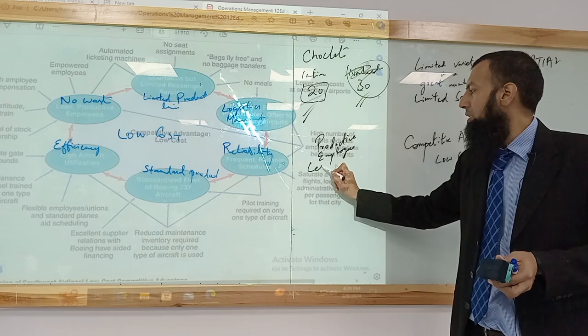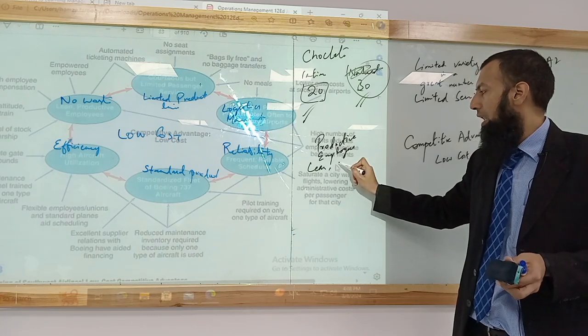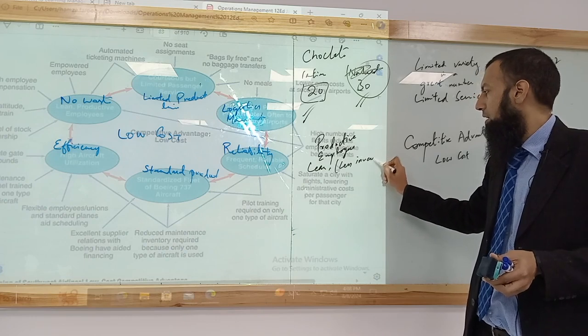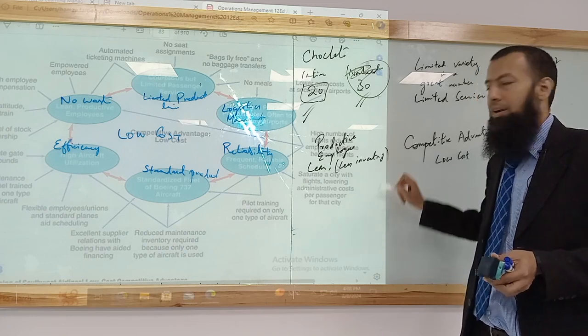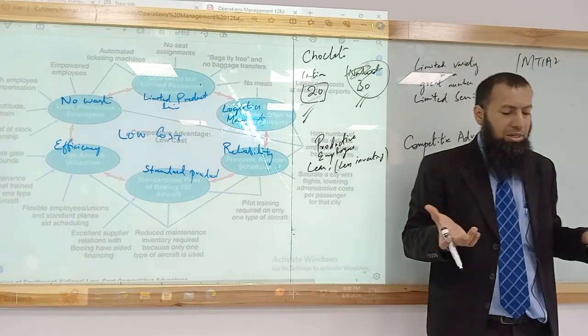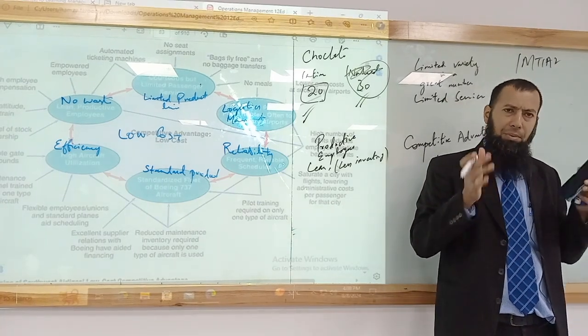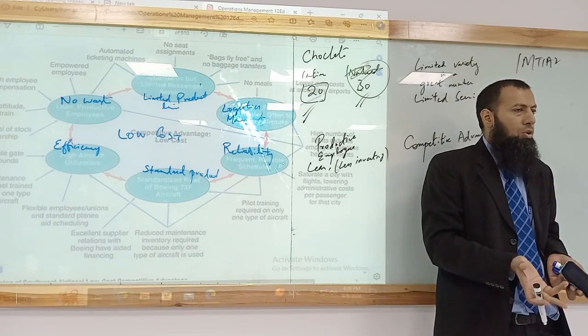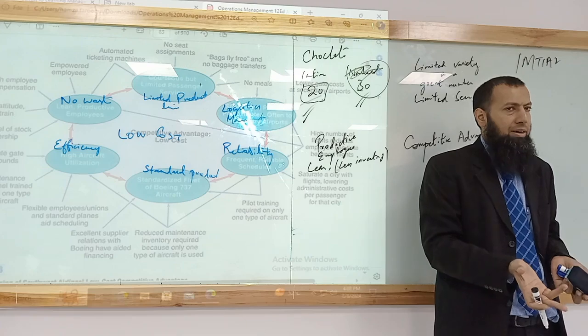And lean means less inventory. They have less inventory in terms of, as I already mentioned, limited variety. When they have limited variety, automatically they have less inventory.